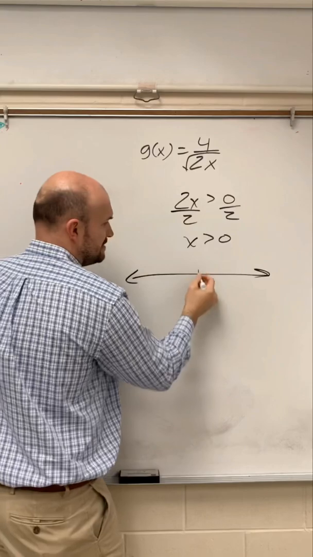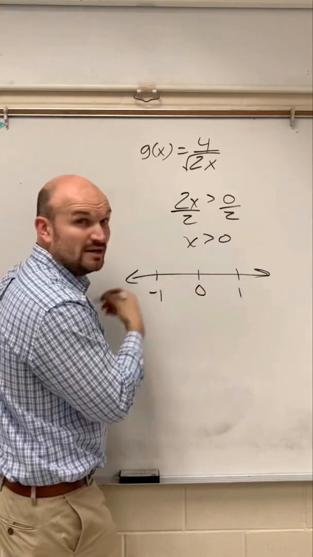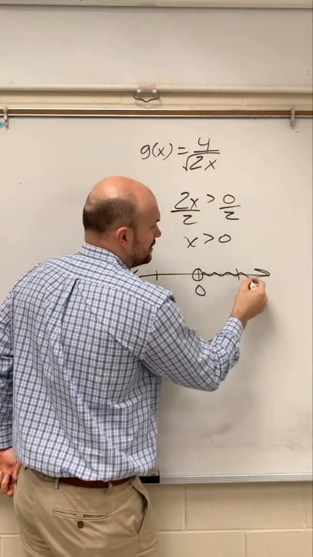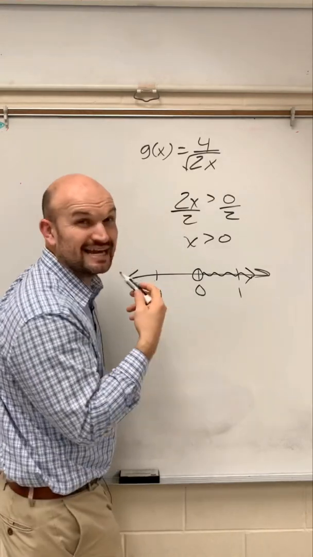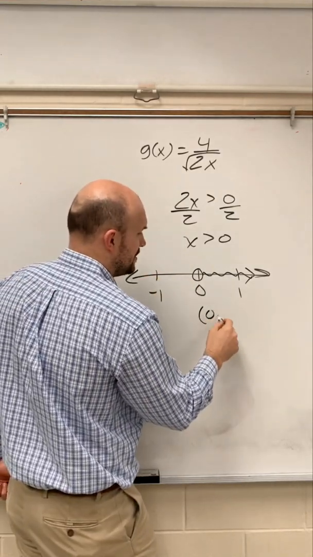Go ahead and draw my domain. 0, 1, negative 1. X is greater than 0 is going to be an open circle going this direction. So therefore, in using my interval notation, I'll have 0 to infinity.